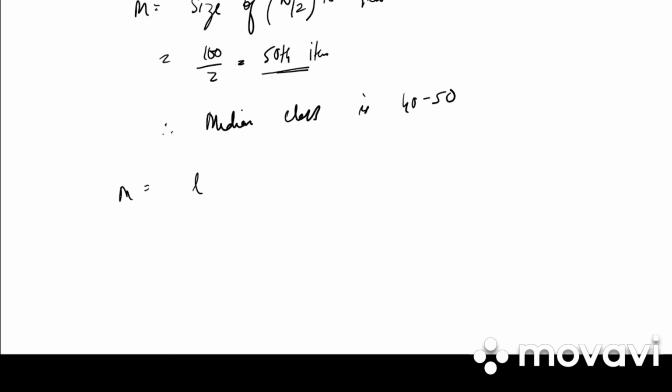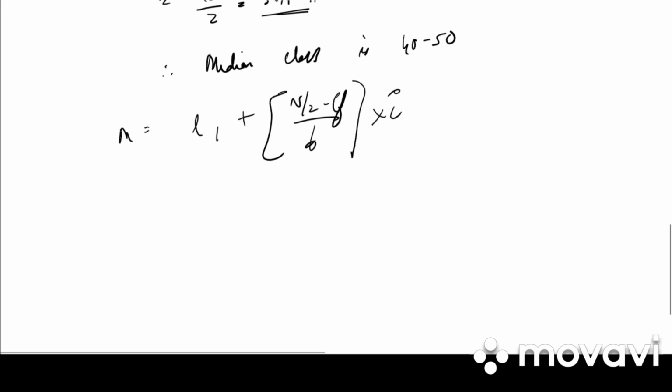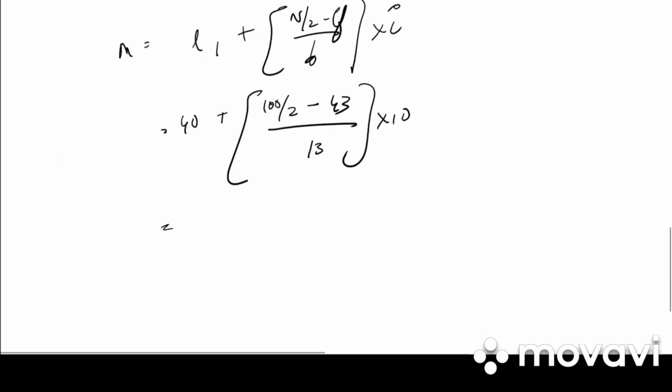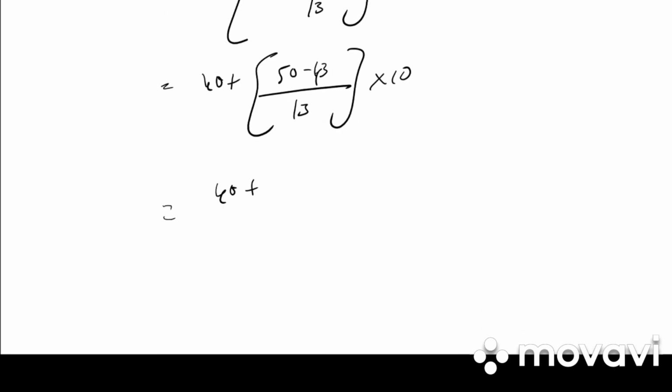So what is the formula? M is equal to L1 plus N by 2 minus CF divided by F into I. Cumulative frequency will be 43, frequency is 13. So 40 plus 100 by 2 minus 43 divided by 13 into 10. 40 plus 50 minus 43 divided by 13 into 10. 40 plus 7 by 13 into 10. 40 plus 5.38, that is 45.38.